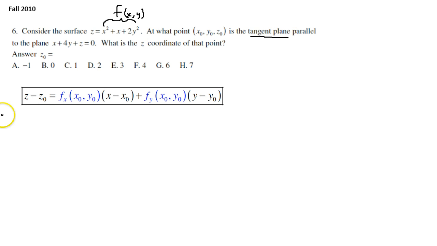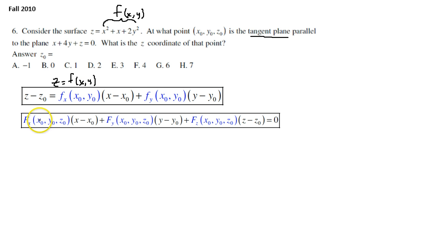We have z minus z naught is this formula here. This is when you're given an explicit formula like what we have, z is a function of x and y. You use this one. But you could also use this one. This is more often used when you have w as some function of x, y, and z, generally when it is an implicit formula. And so we saw this in section 14.5, and this in section 14.6, I think.